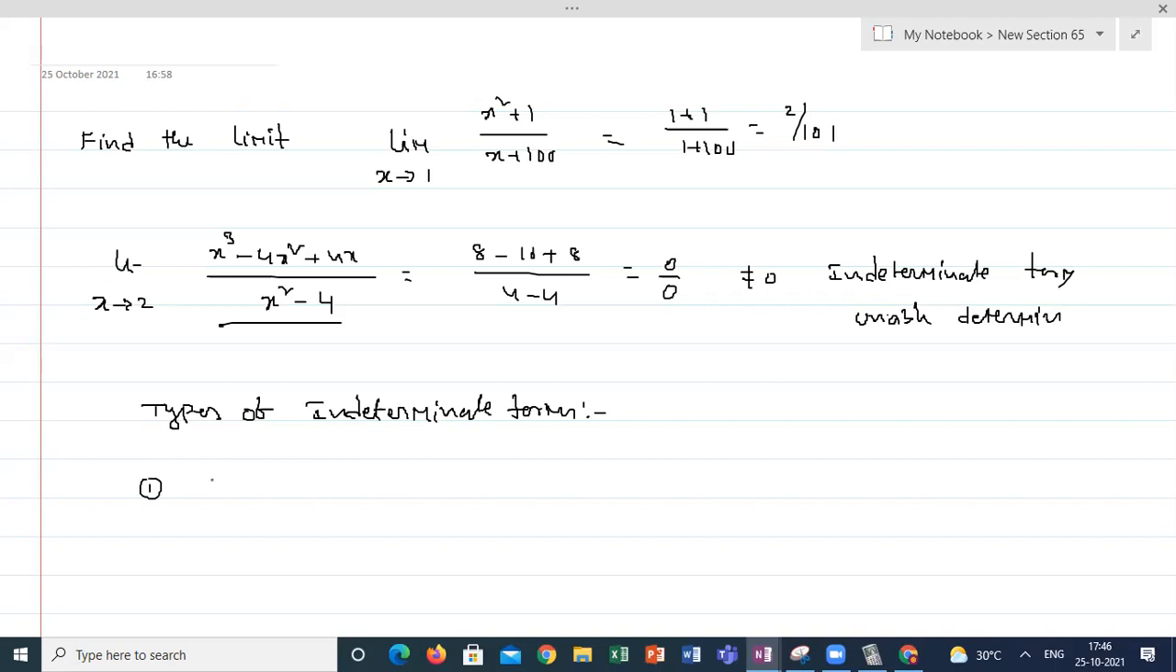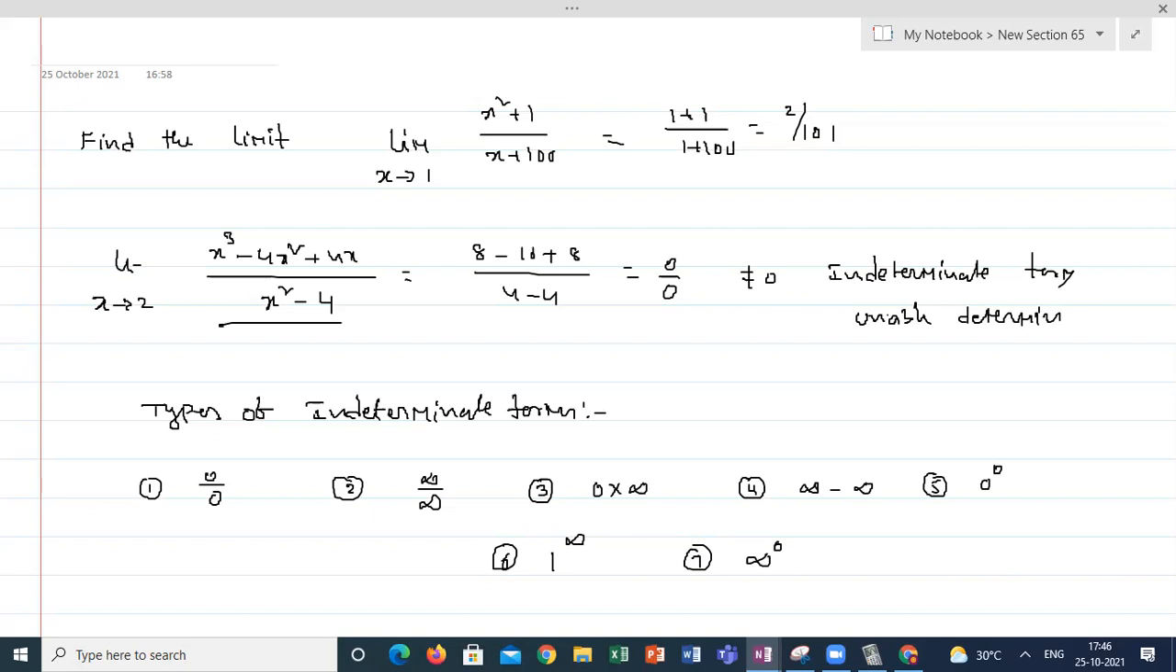The first one is 0 by 0. The second one is infinity by infinity. The third one is 0 into infinity. The fourth one is infinity minus infinity. Fifth one is 0 power 0. Sixth one is 1 power infinity. And seventh one is infinity power 0. Anywhere in any calculation, if you substitute right away and get any one of these 7 forms, then you can say it is indeterminate form.